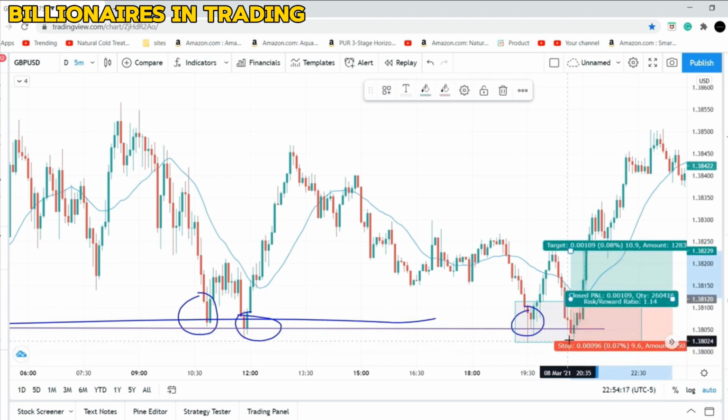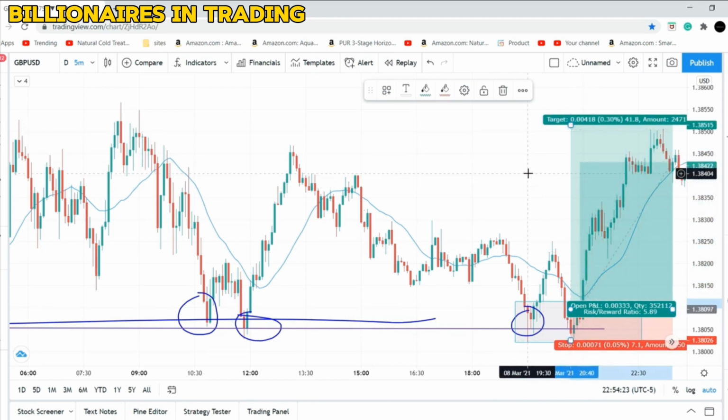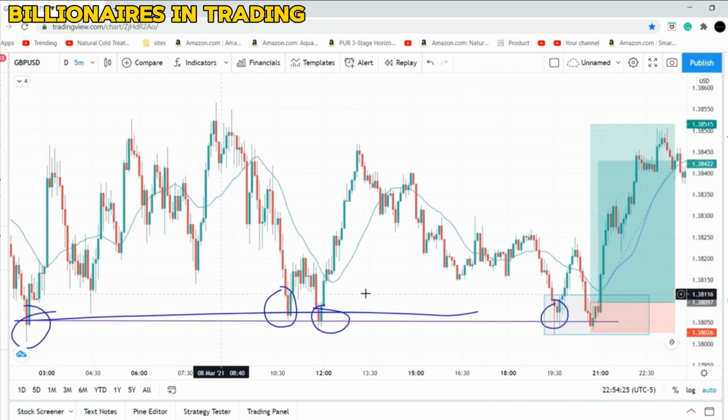So this is how you use extra confirmation at that support level, okay? We are waiting for price to bounce off this level, show us aggressive buying, and then we want it to come back to this demand level, this demand area right here, and then we want to take a trade, all right? So that's the second confirmation, guys, all right?